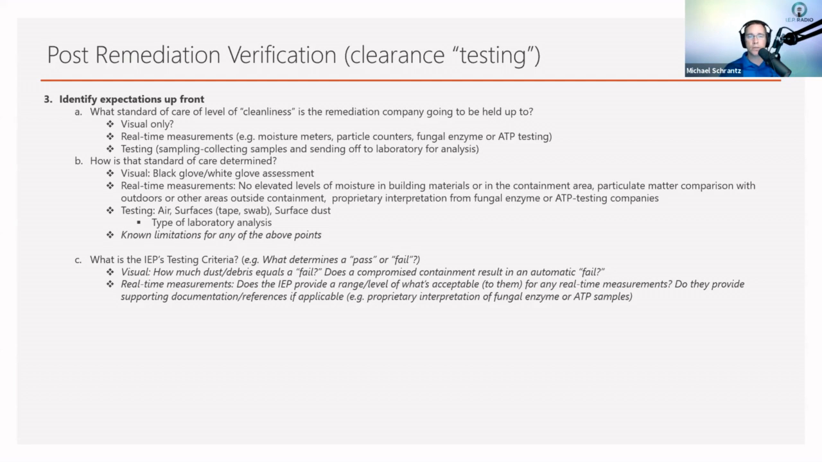Some companies like to use particle counters. Now, particle counters don't tell you what's in the air. They tell you how much of what size of a particle is in the air. But sometimes IEPs will use them as a gauge. If you have, for example, an air filtration device that's operating inside of a containment, they're going to have an expectation that certain particles of a certain size are less than the outdoor environment. And that would help gauge the effectiveness of the scrubbing machine.